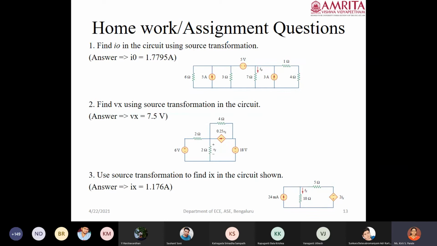Now coming to certain questions for homework, or you can consider it as an assignment, whatever way you want to consider. Can you take a snapshot and please solve this as a homework? Answers I have provided. If you face any difficulty, we can discuss it out. Can you take a snapshot quickly?